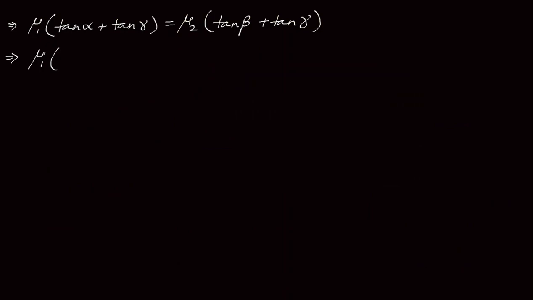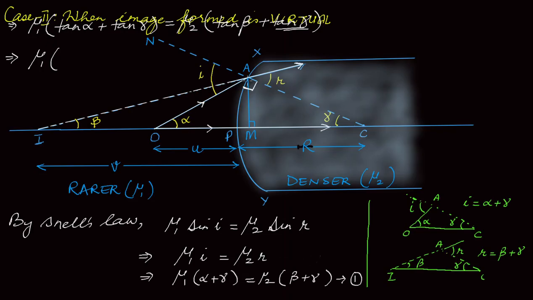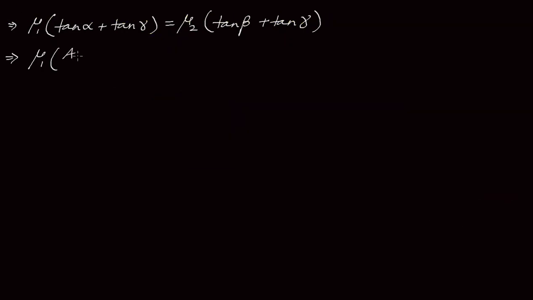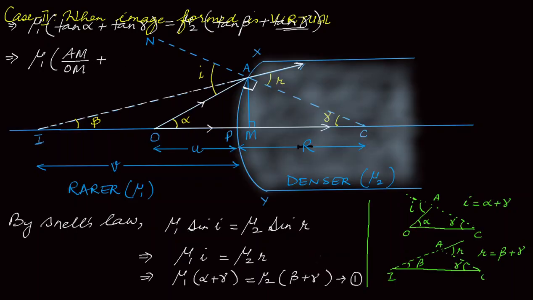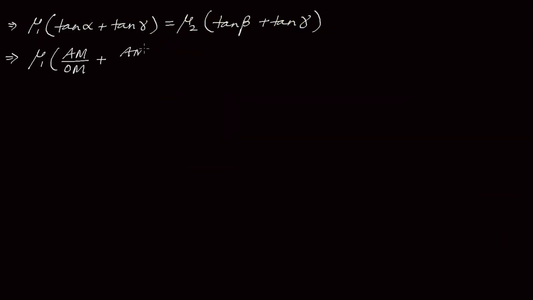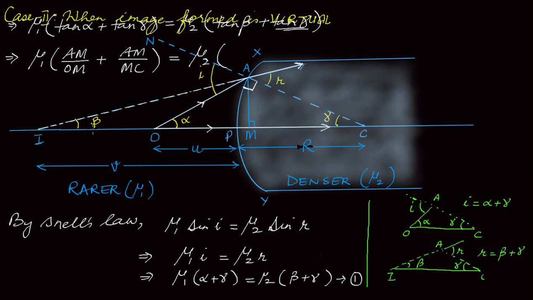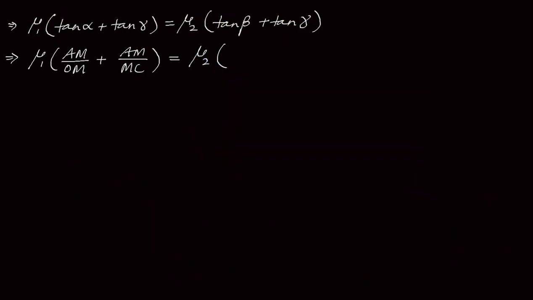Now what is tan alpha? Tan alpha is perpendicular by base, so there'll be AM by OM plus tan gamma. Tan gamma, this is gamma here, so there'll be AM by MC. Mu2 tan beta. Tan beta, beta is this, so there'll be AM by MI plus tan gamma is AM by MC.